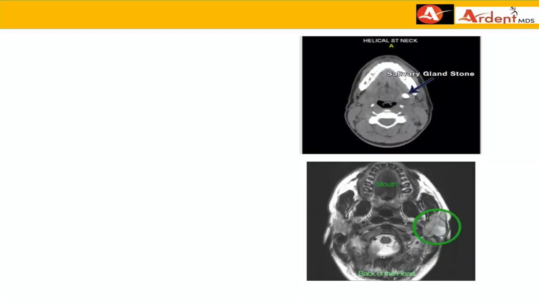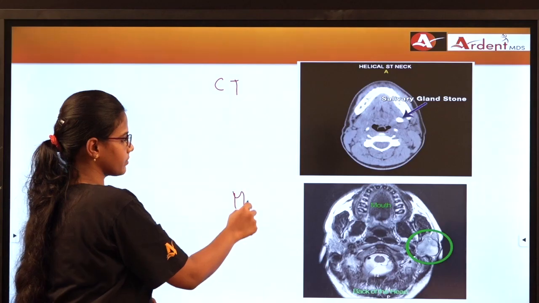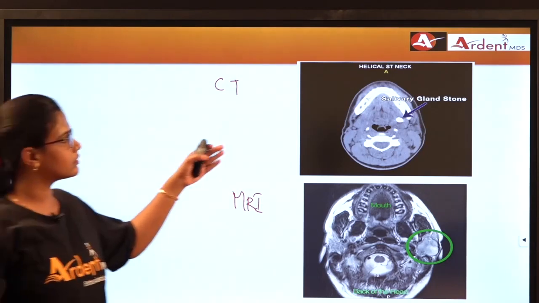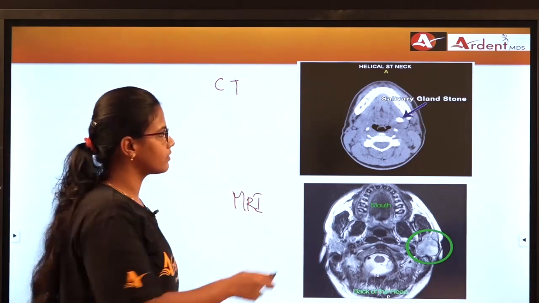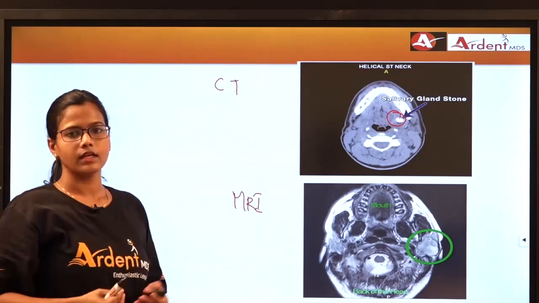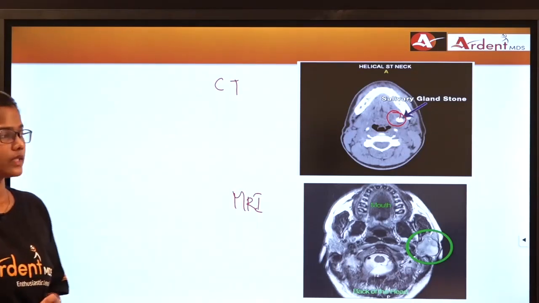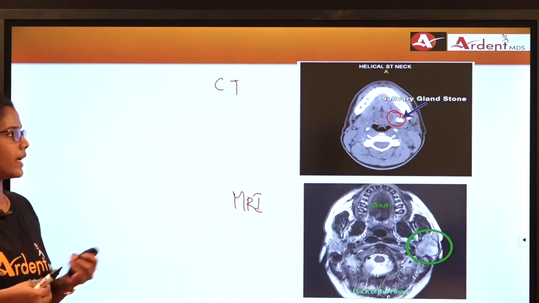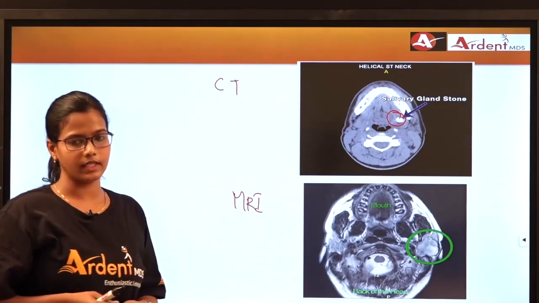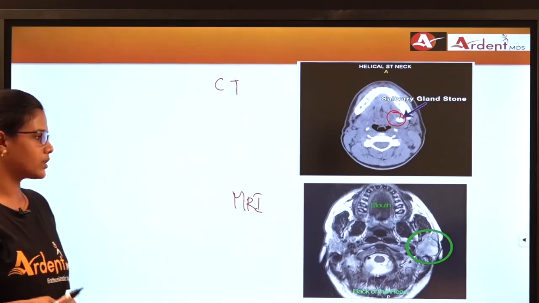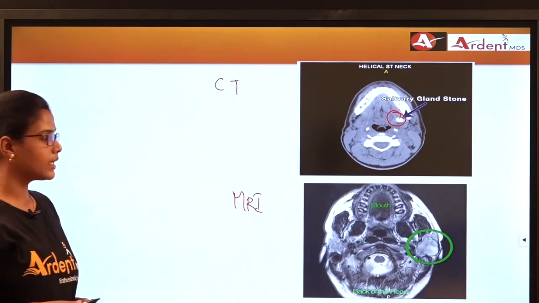So the next imaging methods are CT and MRI. In the given picture you can see a salivary gland stone. So for sialolithiasis we can use CT, and other inflammatory disorders can also be diagnosed with a CT image. And coming to MRI, we are using MRI mainly to identify the tumors.